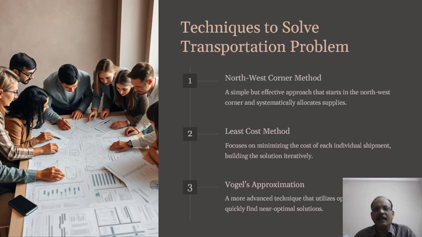One is IBFS, initial basic feasible solution. The second one is optimum solution. In this context we are talking about the IBFS. There are three methods. One is the northwest corner rule, a simple but effective approach that starts in the northwest corner. That means topmost, leftmost corner, to proceed towards the right lower corner, and systematically allocates supplies.